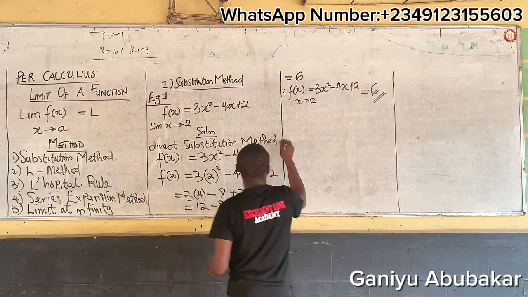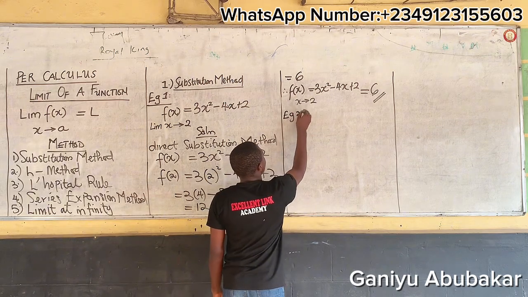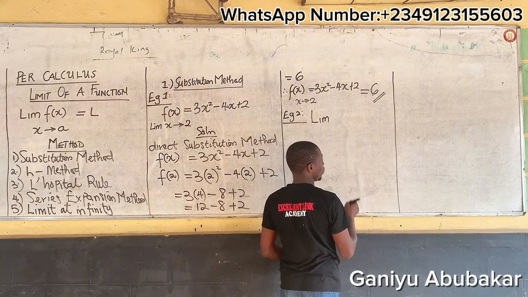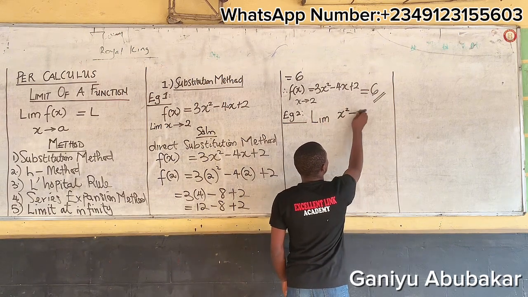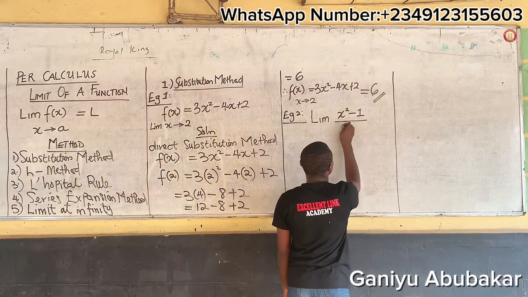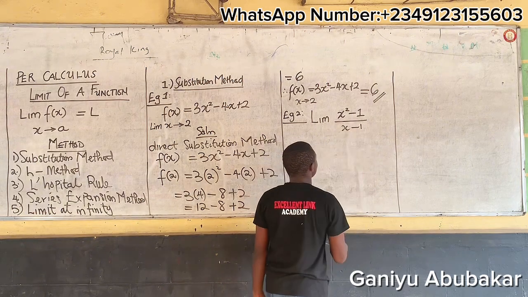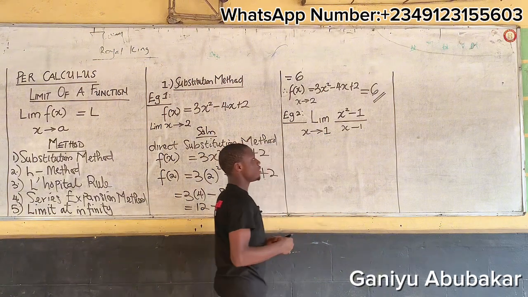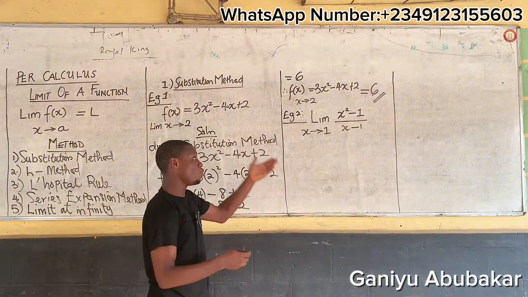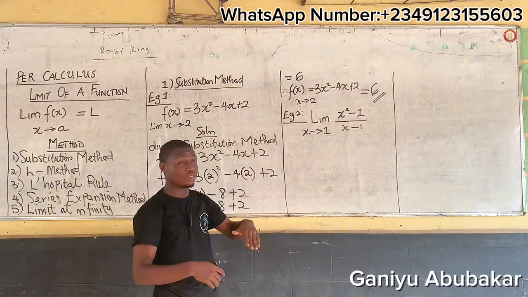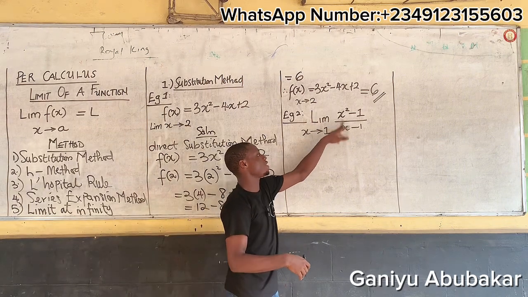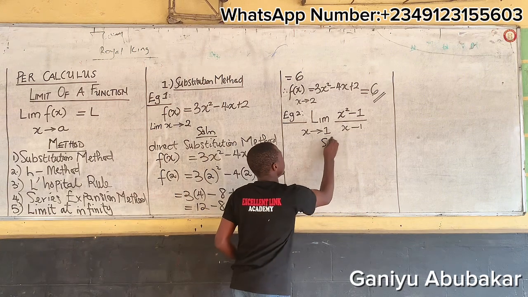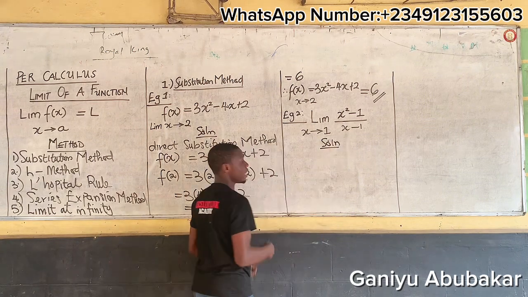Example 2. Let's say I have the limit of a function, x squared minus 1 all over x minus 1, as x tends to 1. So how do you solve this? You said it's as easy as putting your value of x into the function. So x is 1. Anywhere you see x here, just put 1. So the solution to this question here: we said put x as 1.